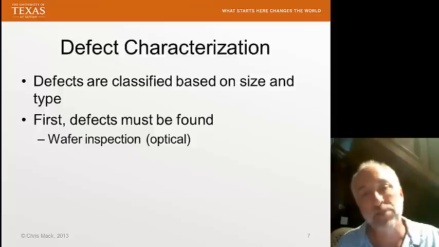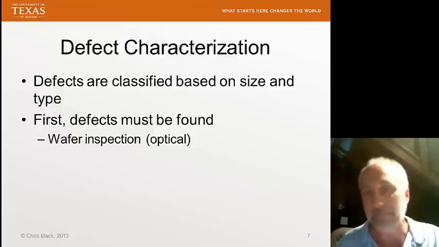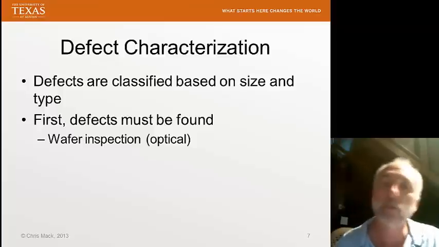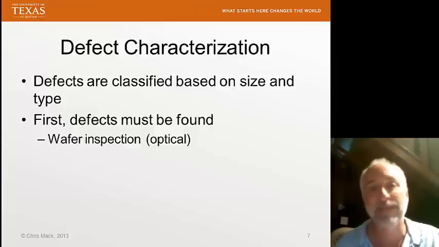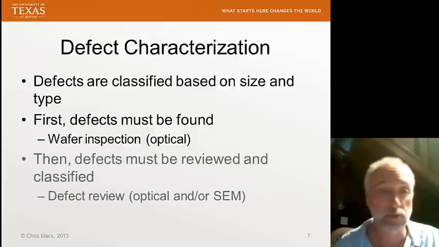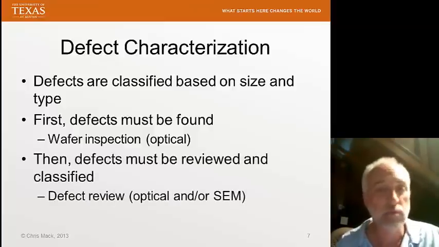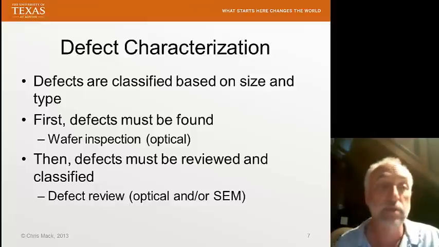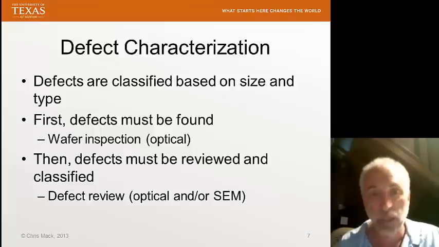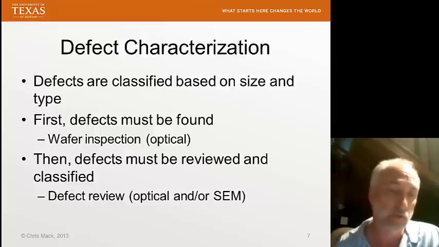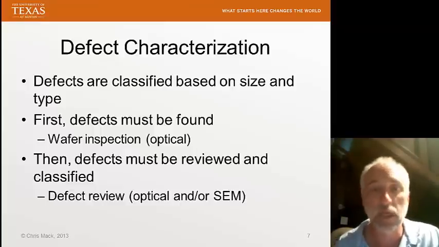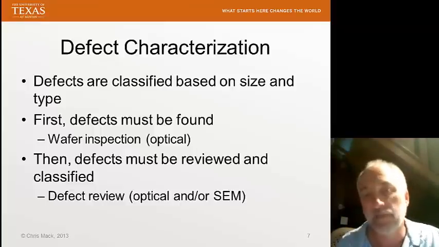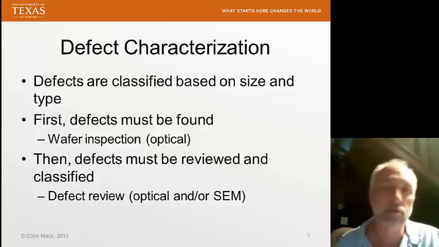We sometimes use electron beam microscopes to do this wafer inspection, but they tend to be very slow and expensive. So we try to find our defects using optical inspection tools. Then we have to review the defects. Here, an optical inspection tool doesn't, in general, have the resolution required. So while for bigger defects or older defects we can use an optical review, today most of our defects are classified using a scanning electron microscope.